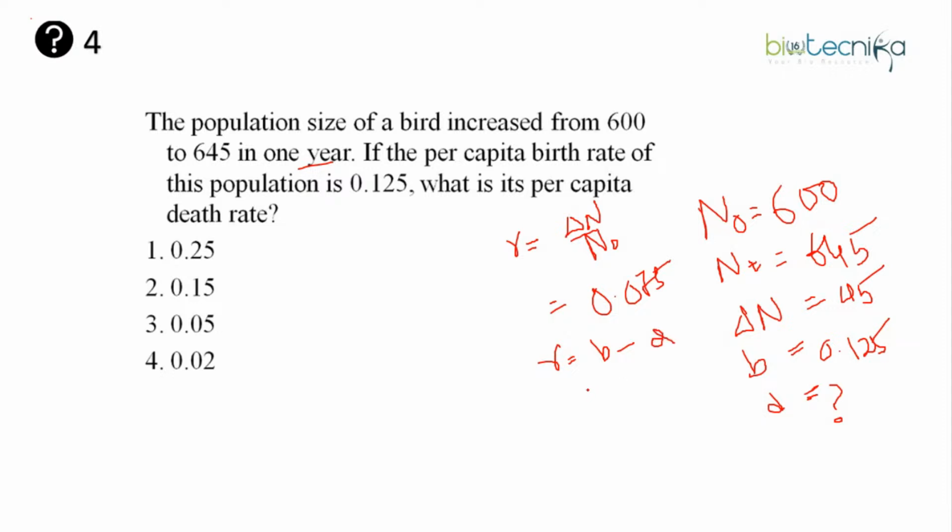Okay. Now R is also represented as your per capita birth rate minus death rate. So now if you place the values here, you need to find out D, right? So D is equal to B minus R. B is given to you, that is 0.125, and R you have already found out, it is 0.075. So D is equal to 0.05. So your correct answer is option C.